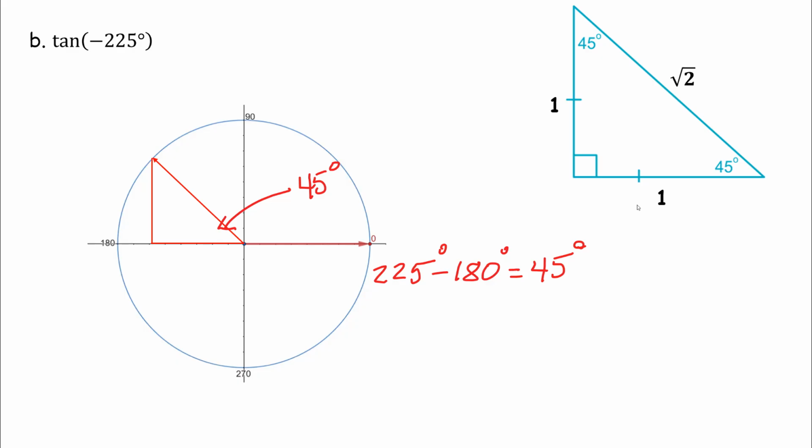The tangent of negative 225 is the same as the tangent of 45 degrees, which is 1. However, in the second quadrant, tangent is negative. So the tangent of negative 225 is negative 1.